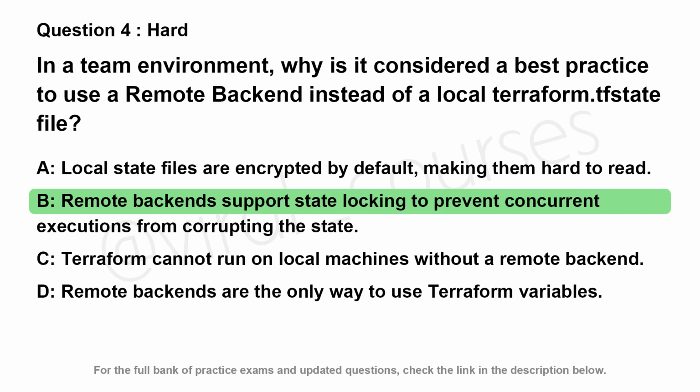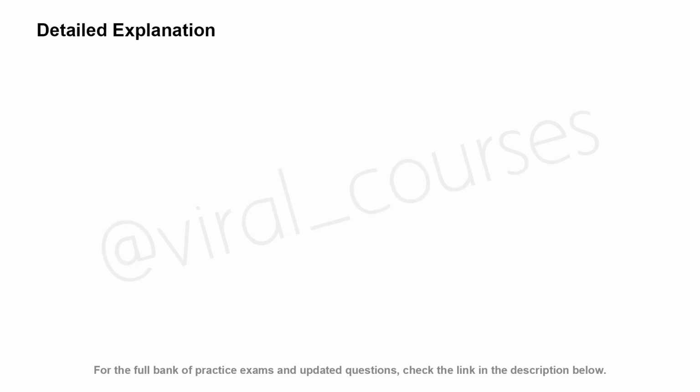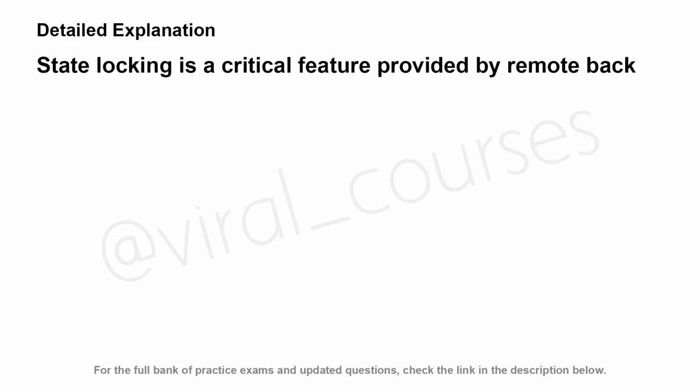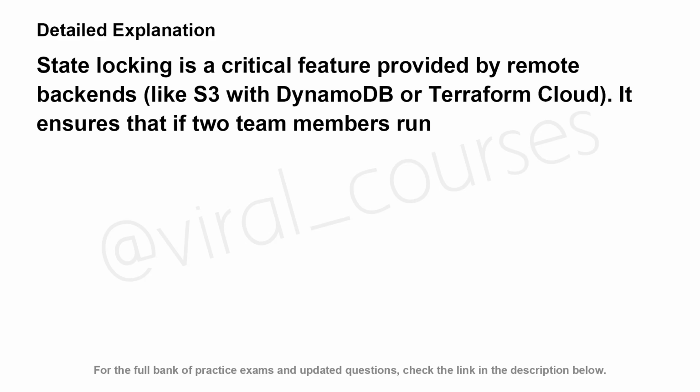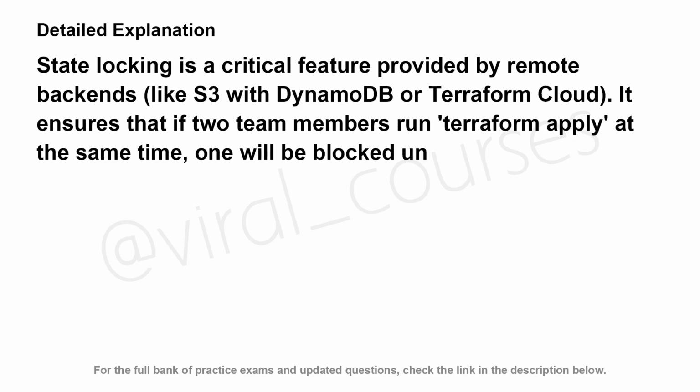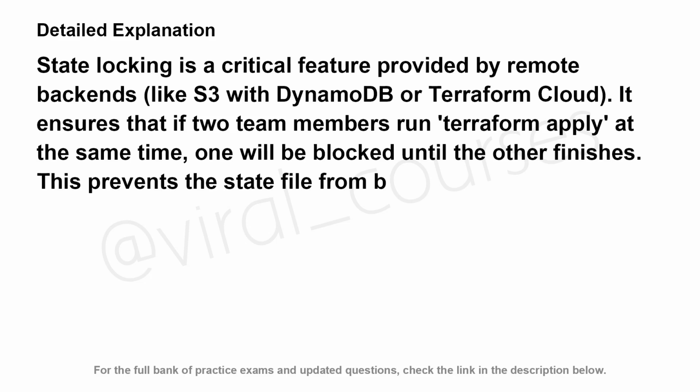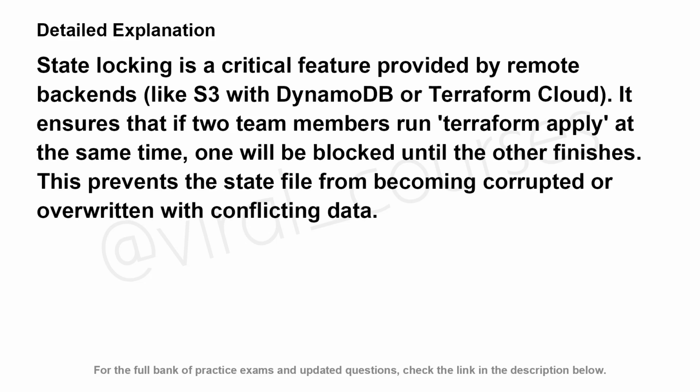The correct answer is B. State locking is a critical feature provided by remote backends, like S3 with DynamoDB or Terraform Cloud. It ensures that if two team members run terraform apply at the same time, one will be blocked until the other finishes. This prevents the state file from becoming corrupted or overwritten with conflicting data.